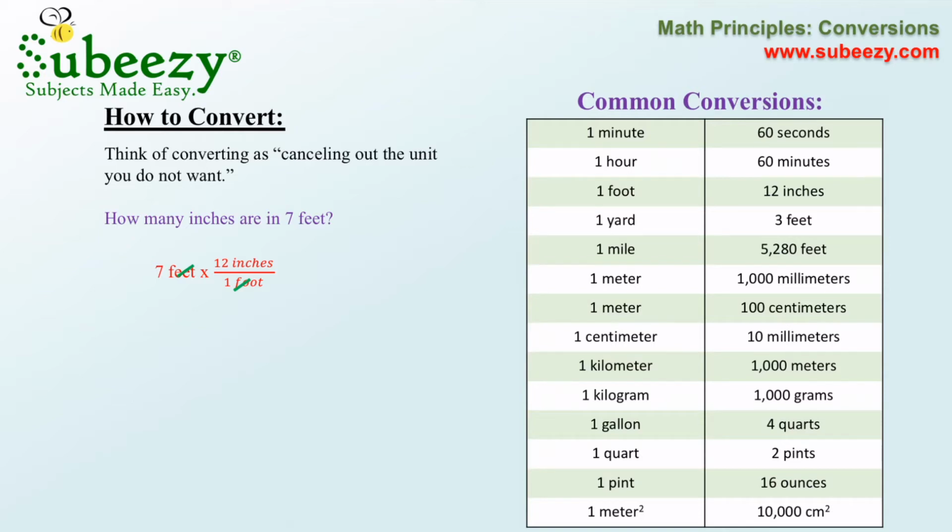So if we multiply 7 feet by the fraction 12 inches per 1 foot, we see that we have feet and feet, in this case foot because it's singular, but it's the same unit on separate sides of the fraction. When you divide, you can cancel them out. So we can cancel out feet with foot, and we are left with 7 times 12 inches. We want our answer to be in inches, so we need to cancel out feet.